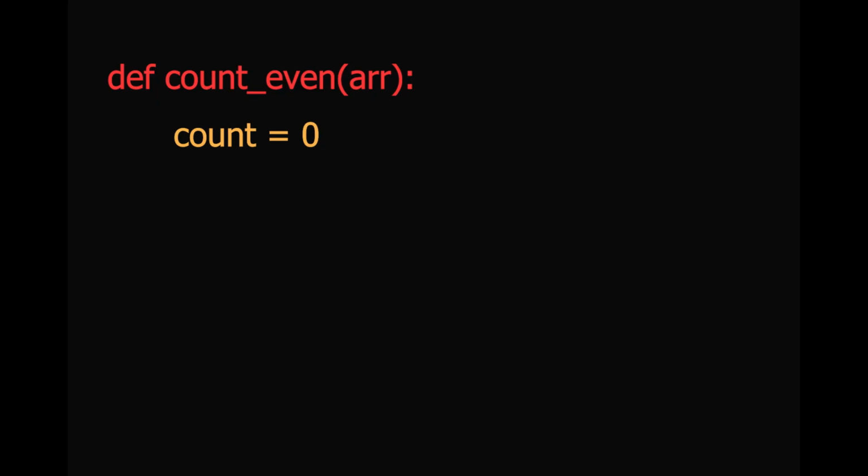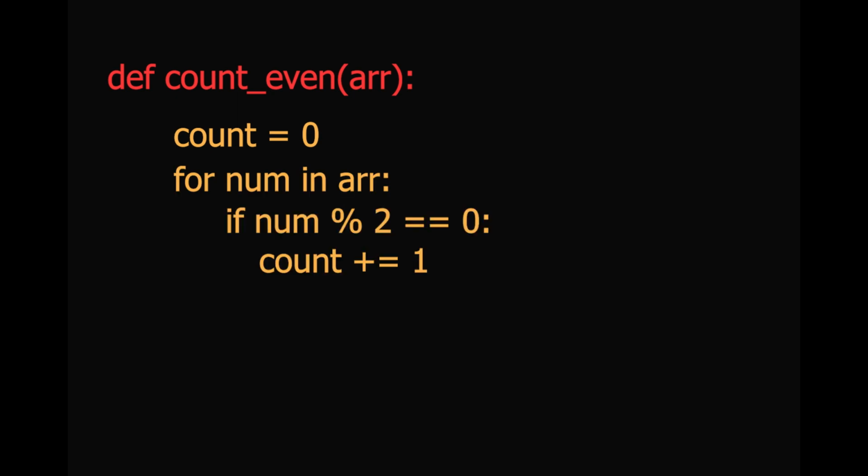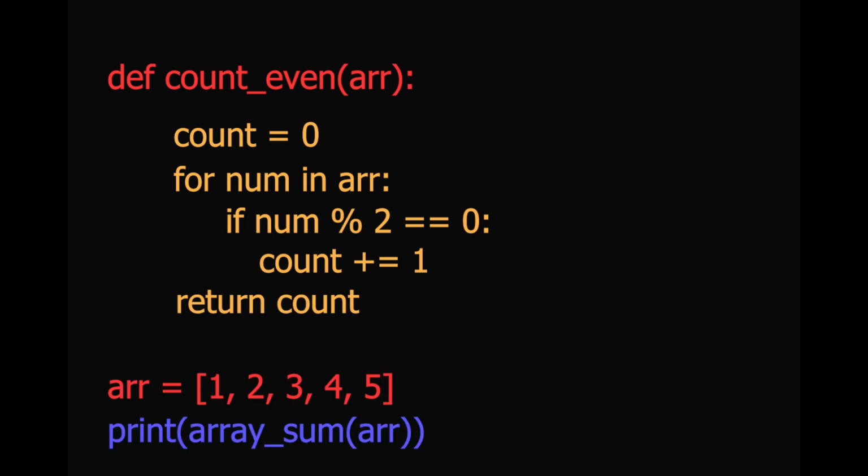Let's write code. Take variable count which holds 0. Write for loop, and inside this for loop, we check if remainder of a number is 0, increase the count with 1, and simply return the count variable. And there you go.